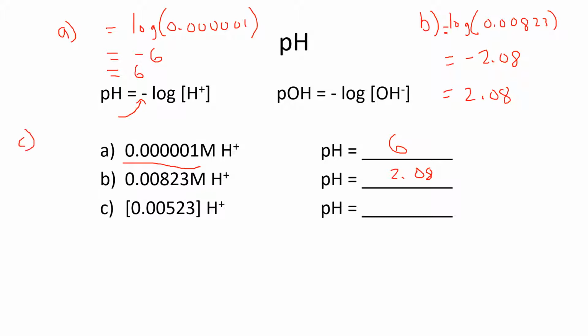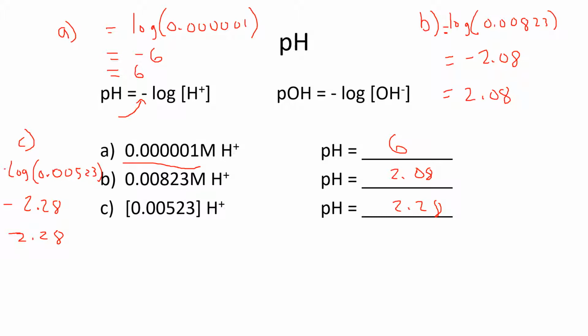So for C, all you gotta do is take the negative log of 0.00523. And then you just take the positive of it, which is 2.28. So for us, we're not going to be dealing with negative pHs or negative pOHs. Right?